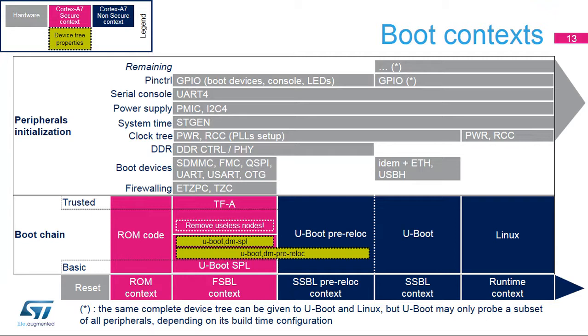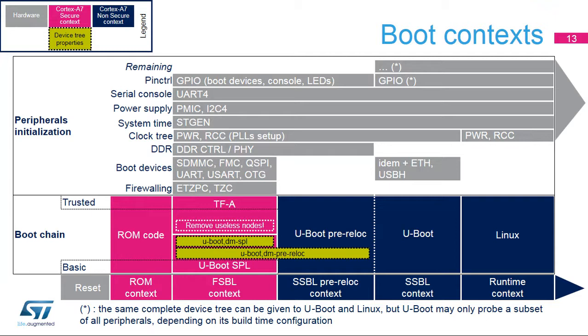The gray color is used for hardware blocks. Pink color is used to highlight Cortex-A7 secure context. Dark blue color is used to highlight Cortex-A7 non-secure context. And dashed lines are used to identify customizations on the device tree, and especially with regard to the u-boot,dm-spl and u-boot,dm-pre-reloc properties. Let's read this slide starting from the bottom and progressively moving to the top frames.